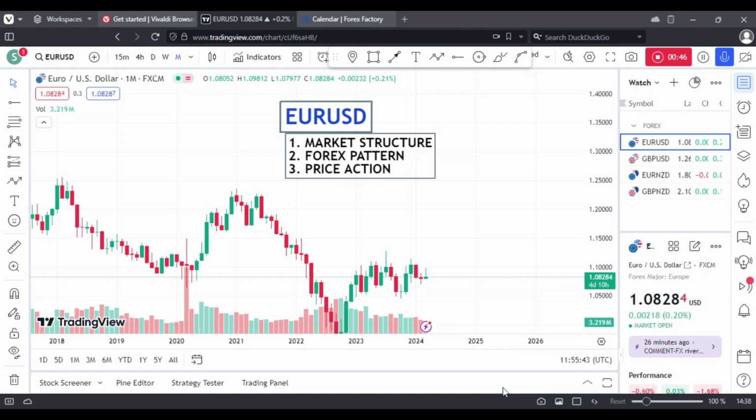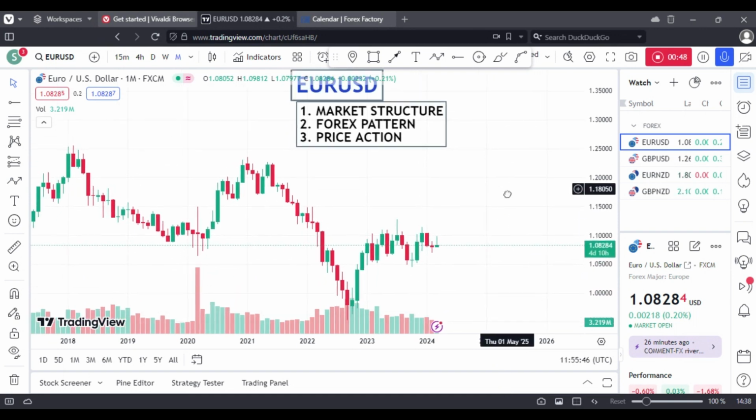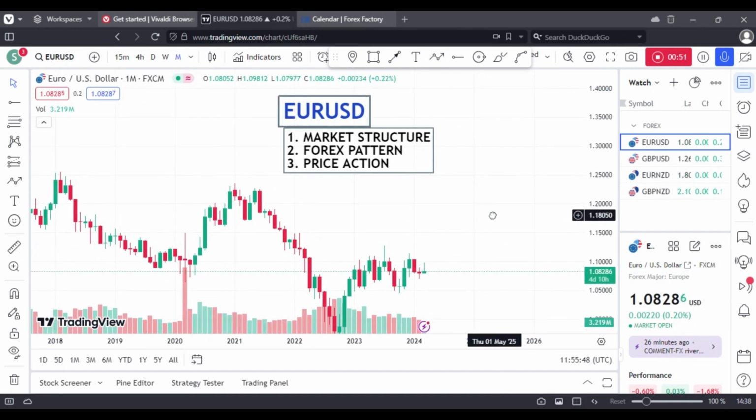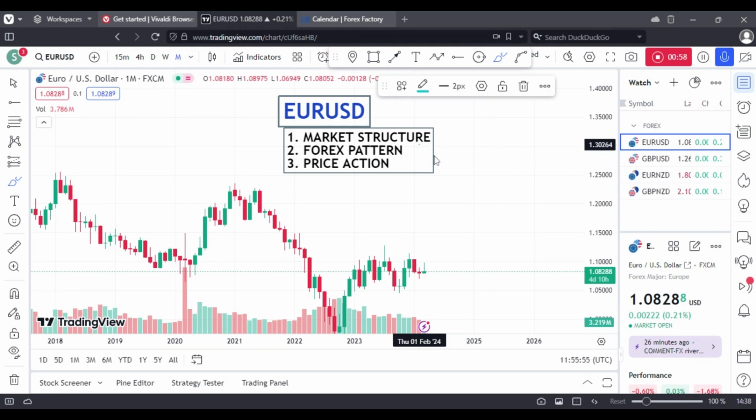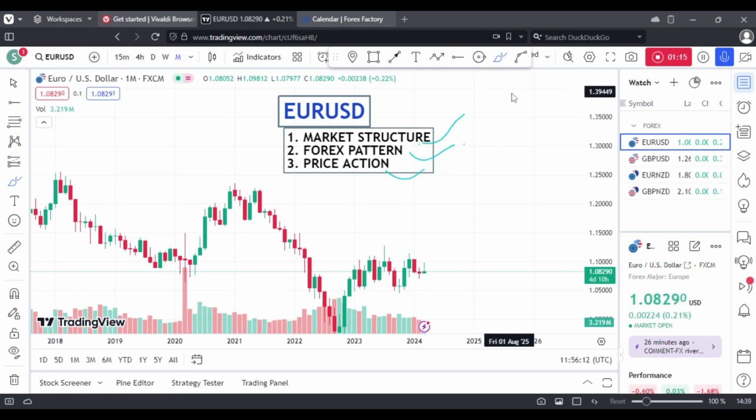Okay? Anytime you open your chart, you have to understand that there are three things that you have to consider. You have to understand the market structure, what the structure of that market is. From there, you have to understand the forex pattern, and you have to understand the price action. Those are the three things that you have to know whenever you are opening any chart.